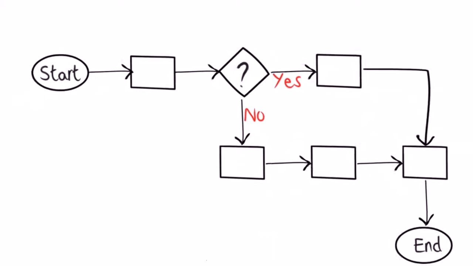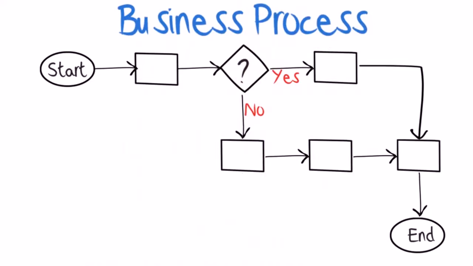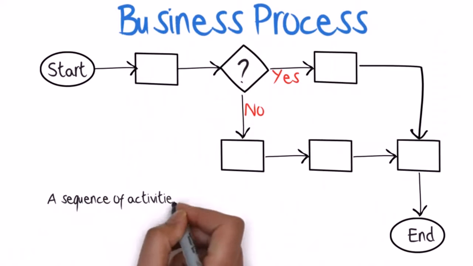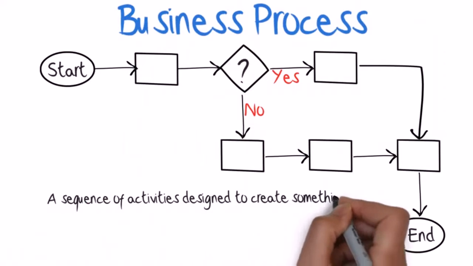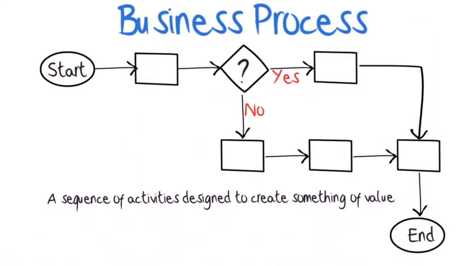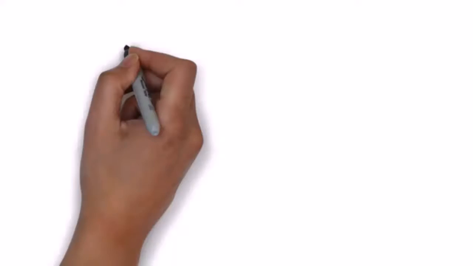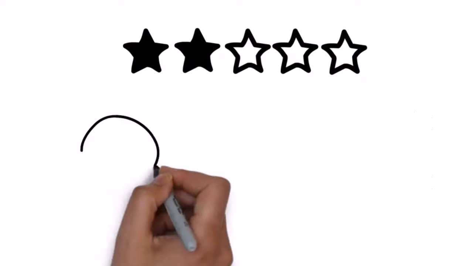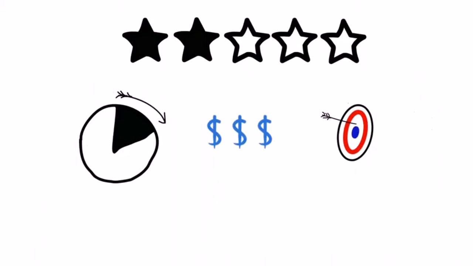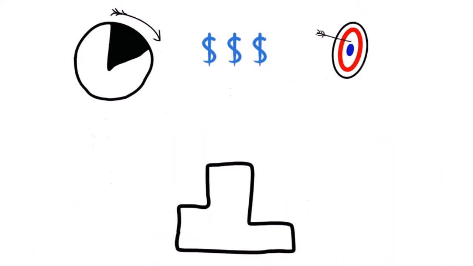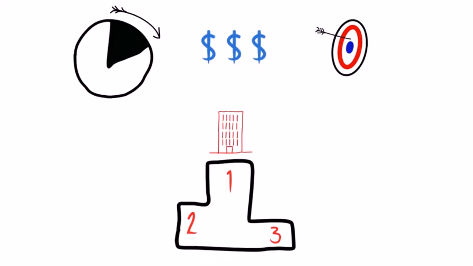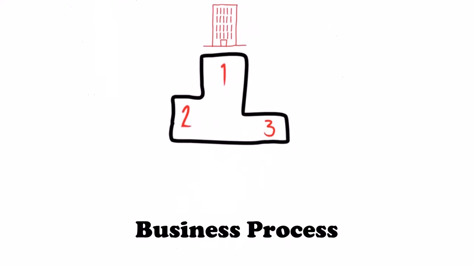Now, put all that together and it's called a business process. A sequence of activities designed to create something of value. It's a simple concept, but it's a pretty important one, because how well we do them, how long they take, how accurate they are, has a big impact on the output of an organization and thus its success. Faster, better, cheaper is down entirely to how well we execute our business processes.